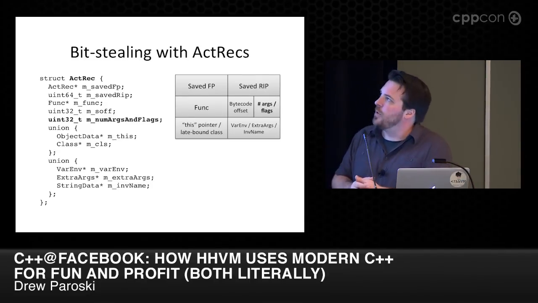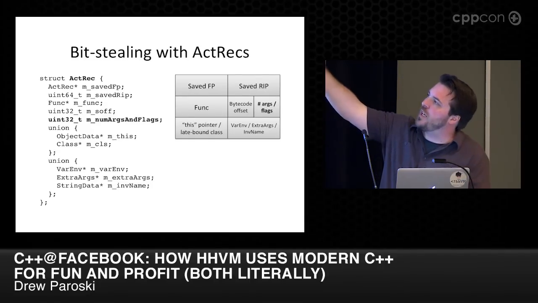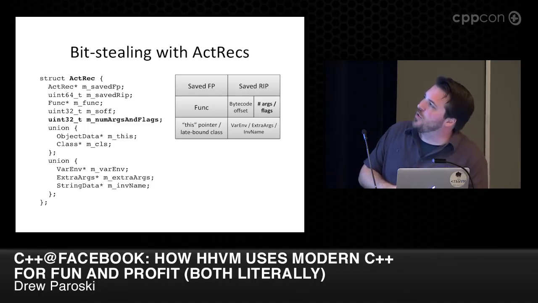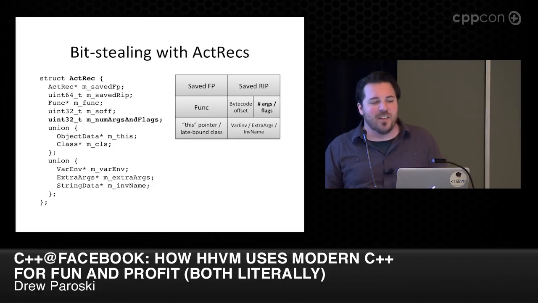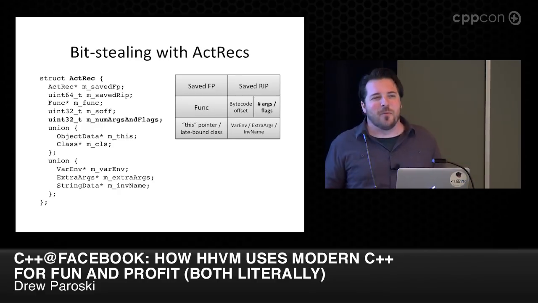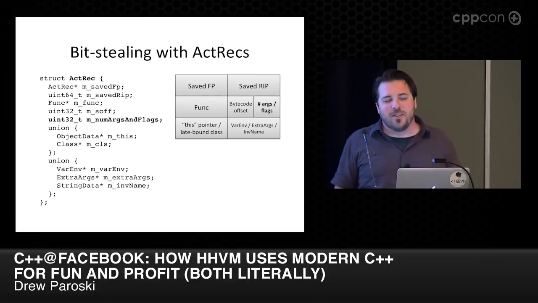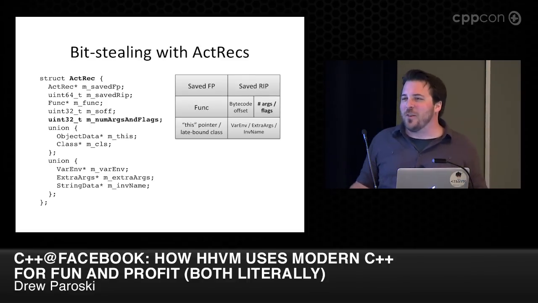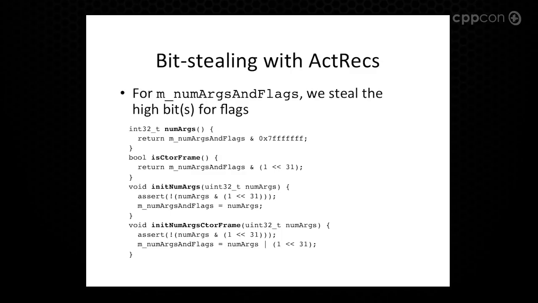One more quick example. This one isn't a union, it's just a 32-bit int, but you'll notice it's called numargs and flags. While we had this 32-bit numargs, we didn't really need all 32 bits. The odds that you're going to pass 2 to the 31 parameters, you're going to run out of memory or some other thing is going to blow first. So, we needed an extra bit somewhere. We couldn't resist the temptation. So we stole the high bit on this one. And again, same pattern: you have numargs, which masks out the high bit for you. You have the thing that checks the high bit.